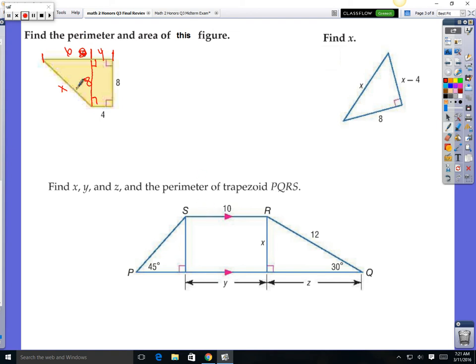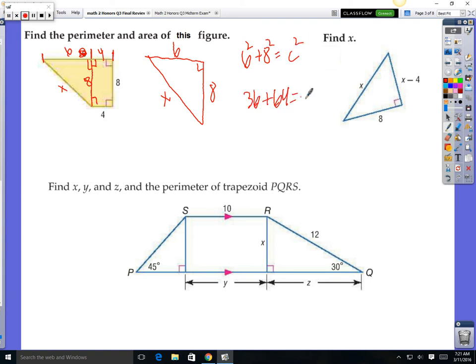Okay, now there's my 90 triangle. Now in my 90 triangle, I'm going to use Pythagorean Theorem. If I know that's 6, that's 8, and I got to find that. That's my c, so I'm just going to go 6 squared plus 8 squared equals c squared. 36 plus 64 equals c squared. That's 100 equals c squared. Square root. That's now 10.